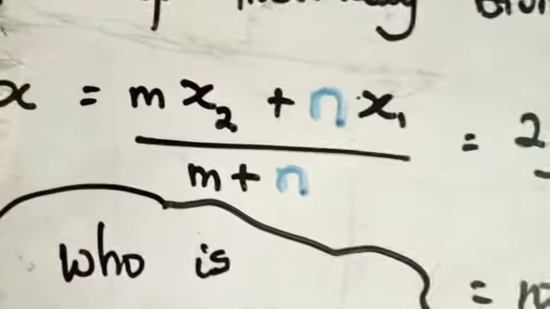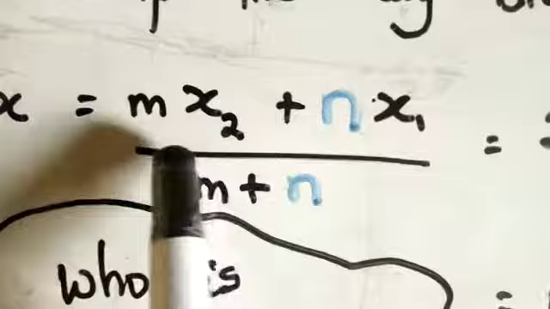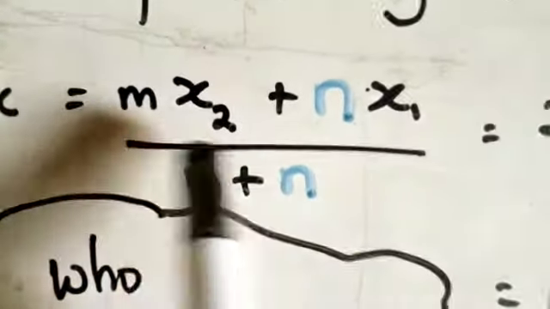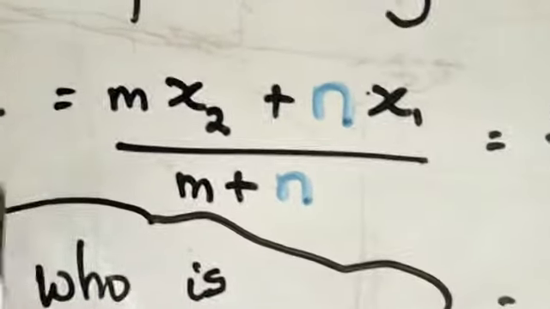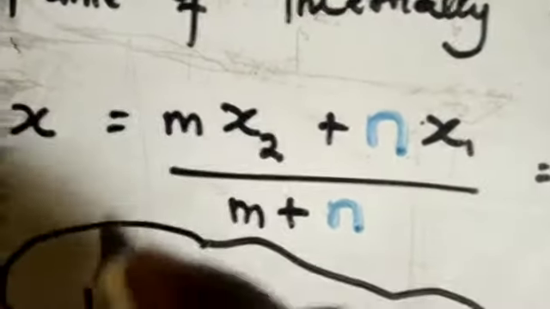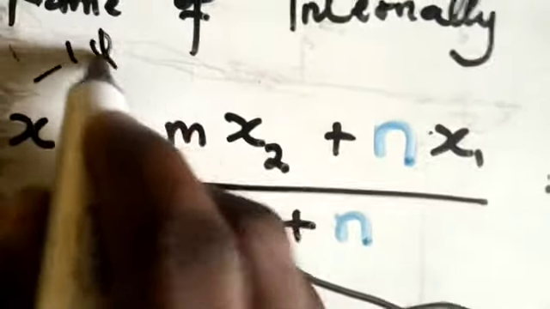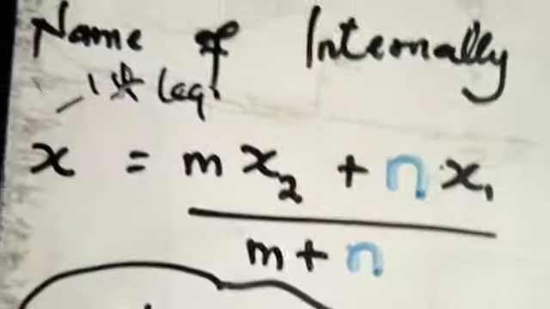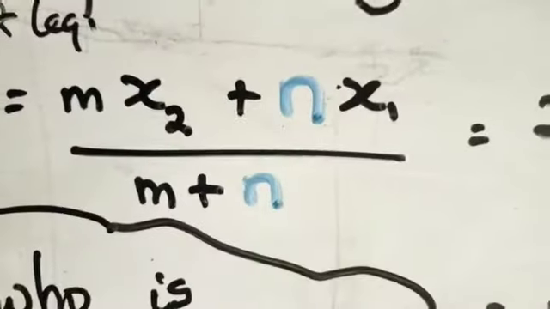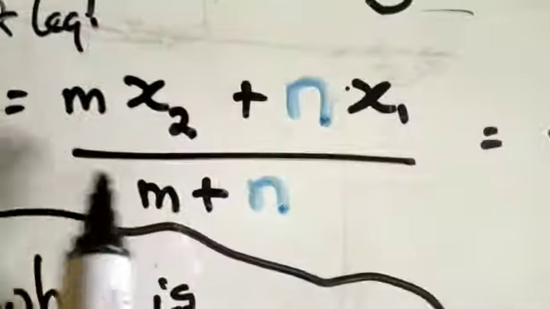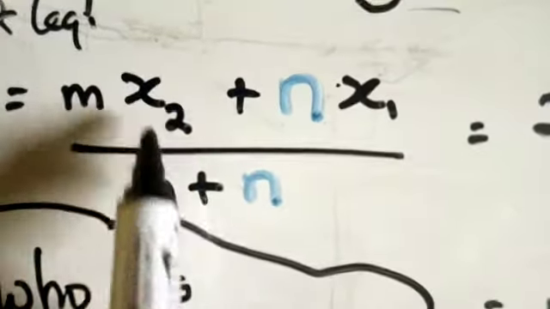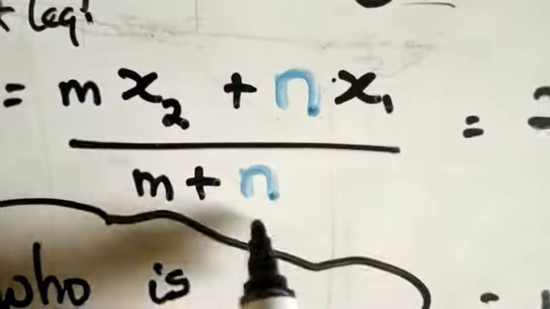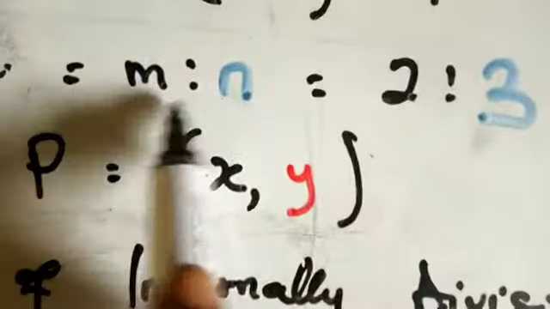When they say internally, here you have your x, something of this nature. Don't let this worry you. All that matters is that you should know exactly where these points are coming from. This one will be for the first leg. This x here is your first leg. How do you get the first leg for internal division? It is m x2 plus n x1 divided by m plus n. I will explain this in just a few seconds. This m and n here are the ratio being given to you. These letters can change.